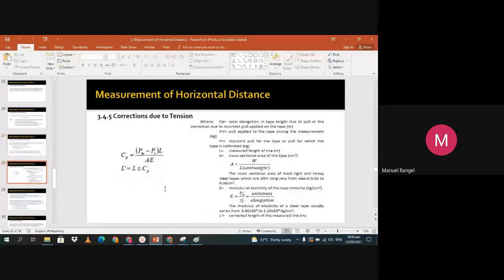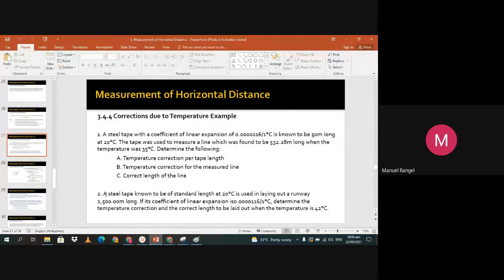Tension, temperature. So again, assignment number 2 ning sa temperature. Sulat number 2. So pila na inyong assignment, tulo na ka problem.